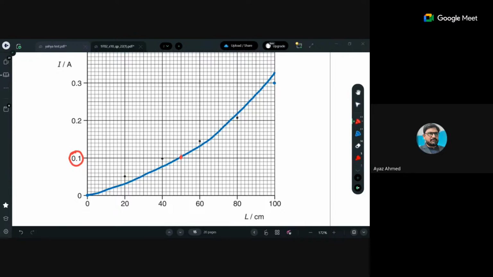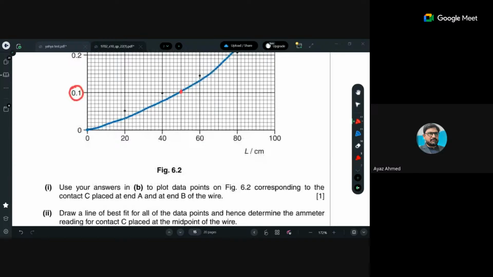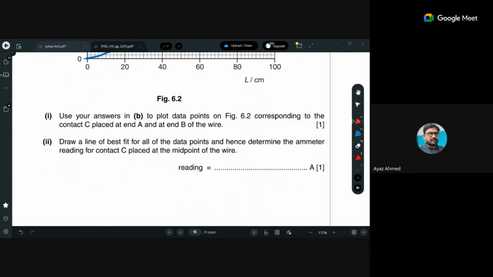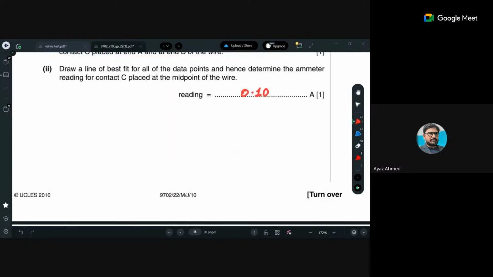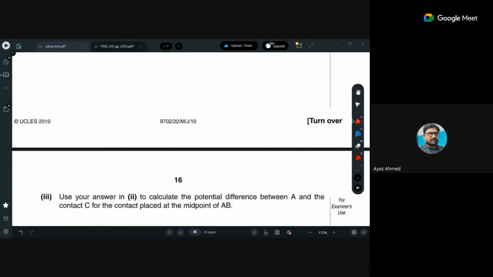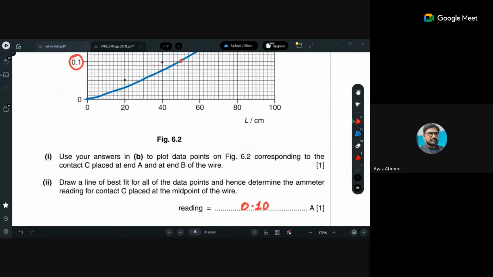So you should have some range of data in your answer. I mean, here the reading is 0.10 ampere according to your graph. But let me check the marking scheme. One minute. Okay, let me check it out.